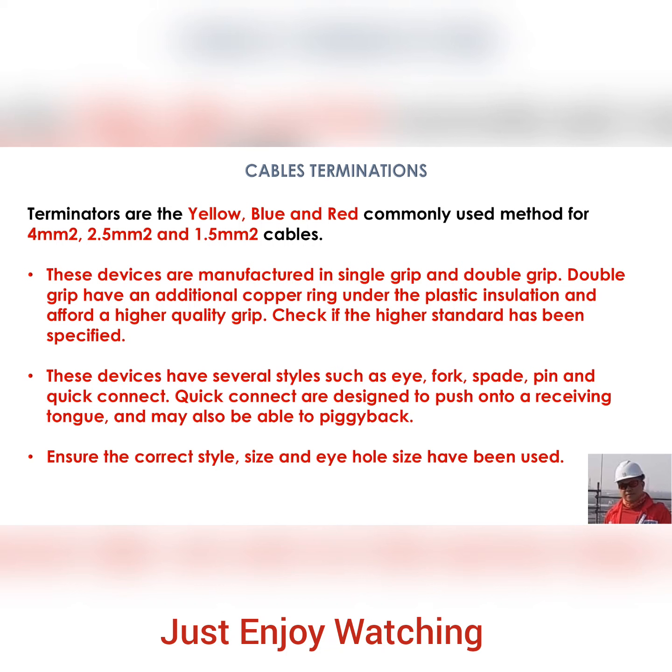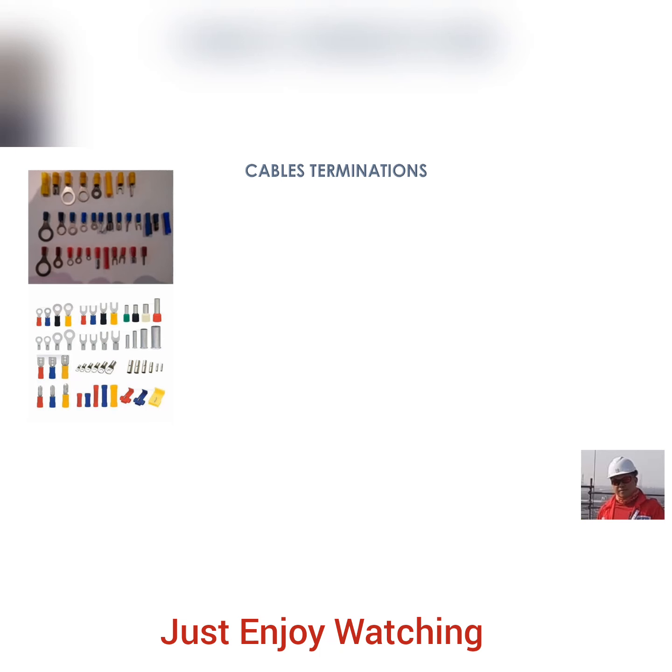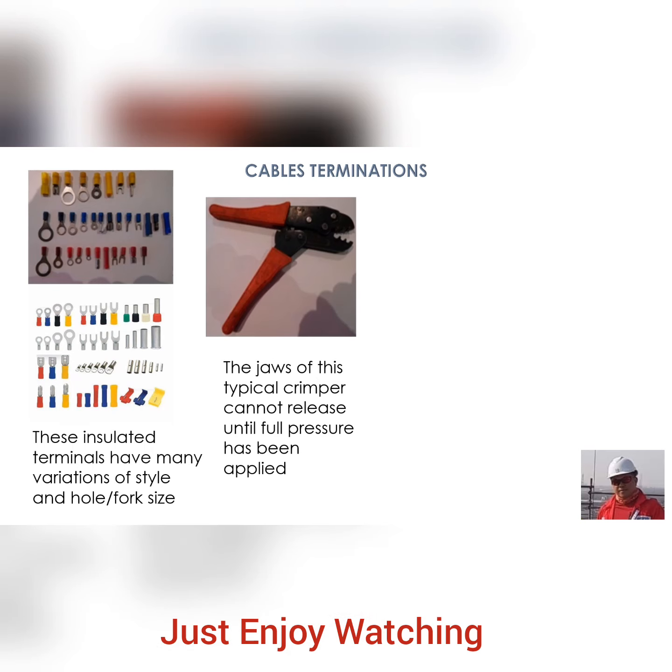So next, the sample of our lugs. So this is our lugs. These insulated terminals have many variations of style. As you can see, there's a hole, fork, and pin. They are different types, guys. So this is the jaws of this crimper. The crimper cannot release until pressure has been applied. So you need to crimp the lug, and then it will be held tight on our conductor.